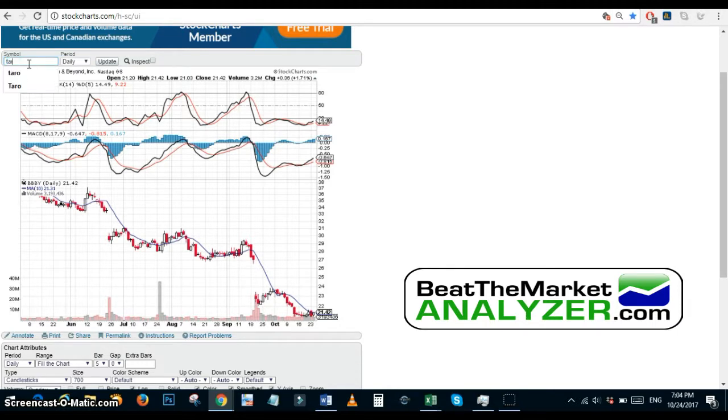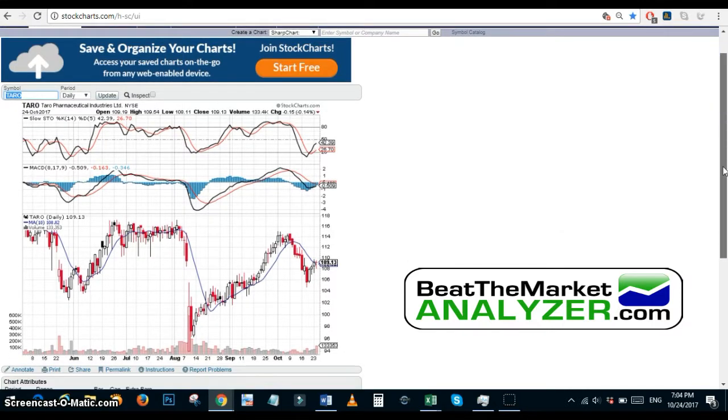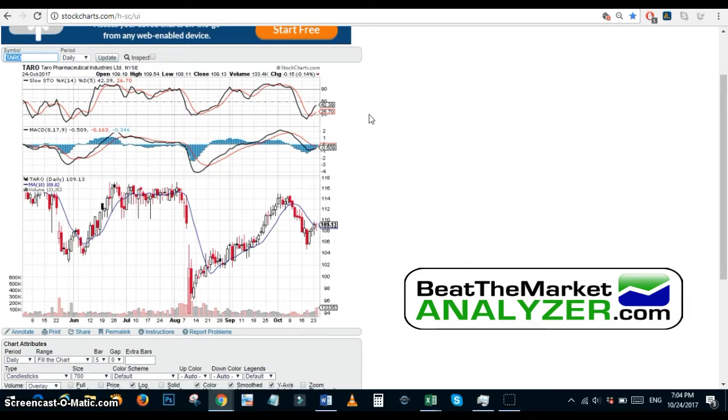Let me look at Taro Pharmaceuticals. Okay, so this one we could also see that it's been oversold, so this would indicate that it might be a good time to buy, and that the price line is crossing over the red line. So this indicates a good time to buy.